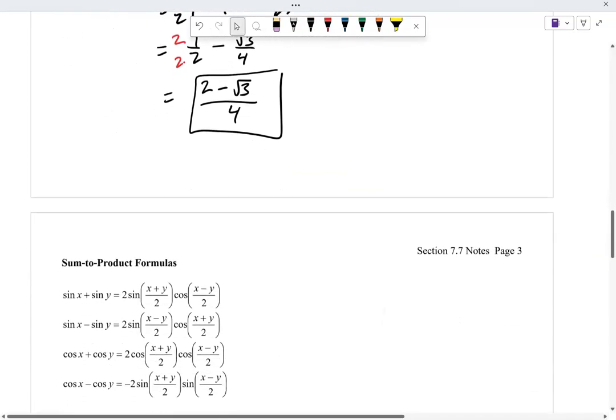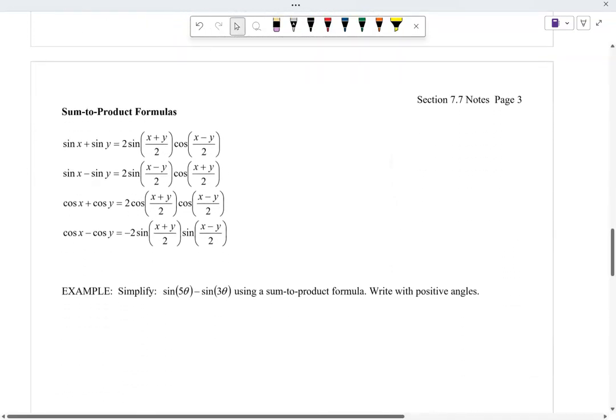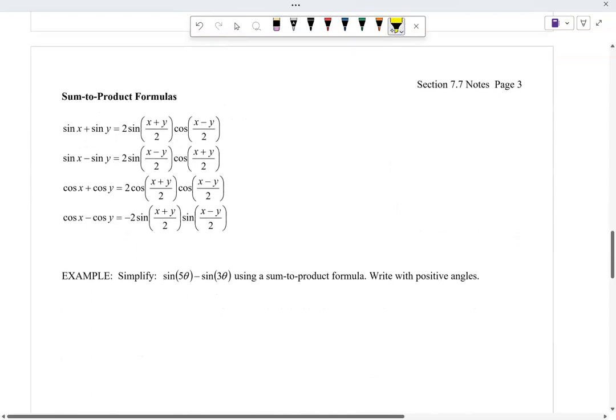All right, let's get into sum to product formulas now. So we did product to sums. Now we're going to do sums. So we have a sum, and it's now written as a product, right? So here we have, let's do this first one. We have sine of 5 theta minus sine of 3 theta.